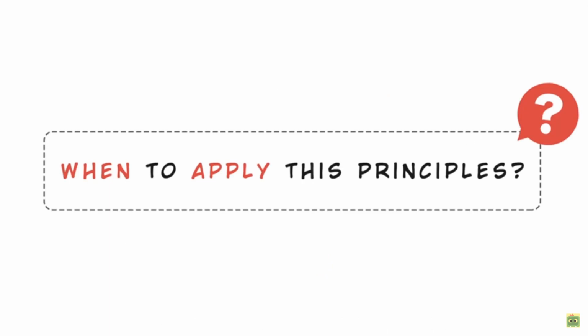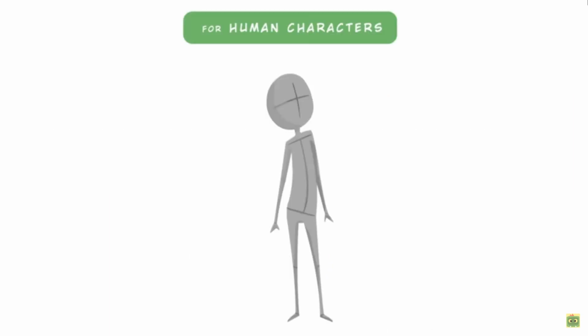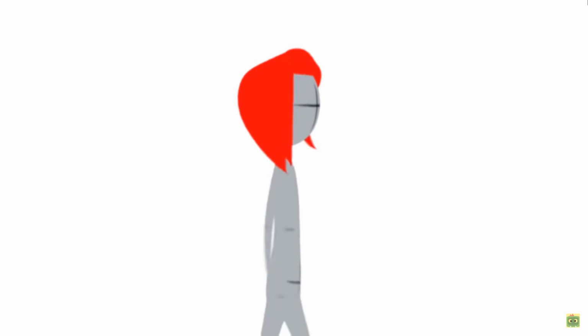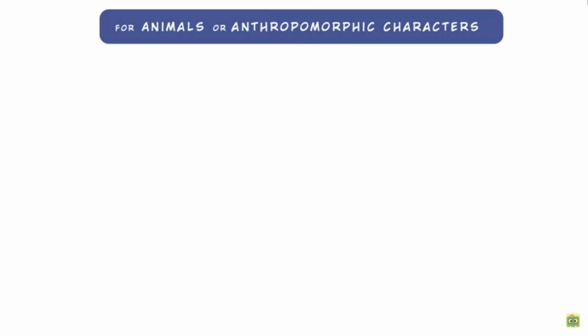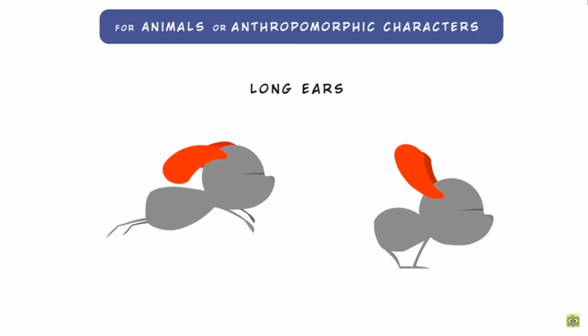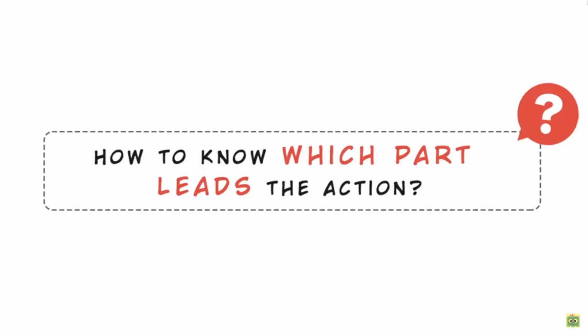Want to apply this principle? We can use it to delay each part of the body. For human characters, we can apply this principle on several parts: arms, neck and head, upper chest, legs, hair. All these parts will move with a bit of delay compared to the main part of the body that leads the movement. For animal or anthropomorphic characters, we can also have some different elements like long ears or tails to animate using this principle.